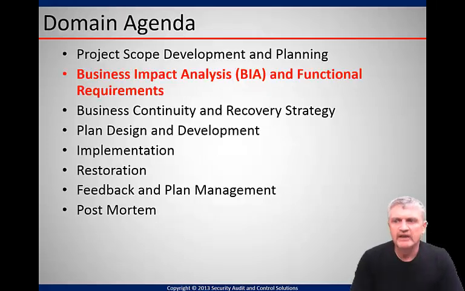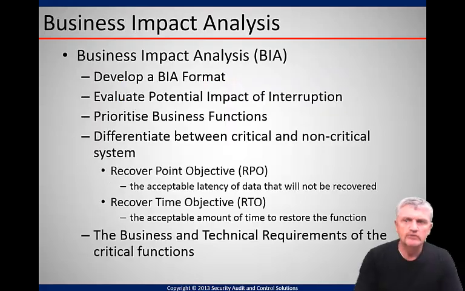Then a business impact analysis and functional requirements. When we look at this, we need to develop a BIA format. How are we going to do that? Now, there are numerous formats from a technical view. We need to evaluate the potential impacts of interruptions on our business. Then we have to prioritize those business functions. Then we have to differentiate between critical and non-critical systems.